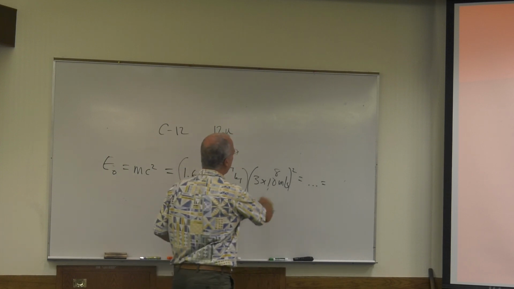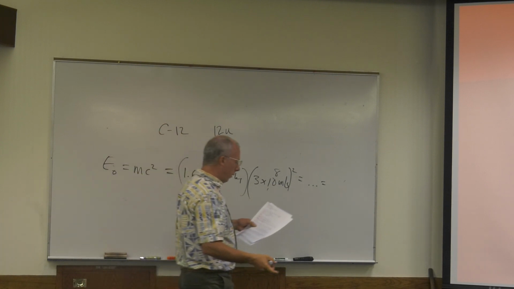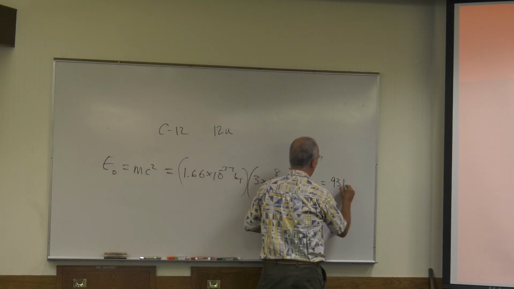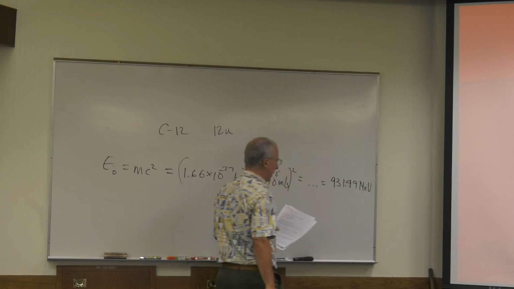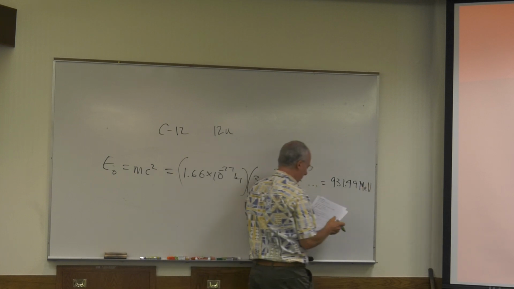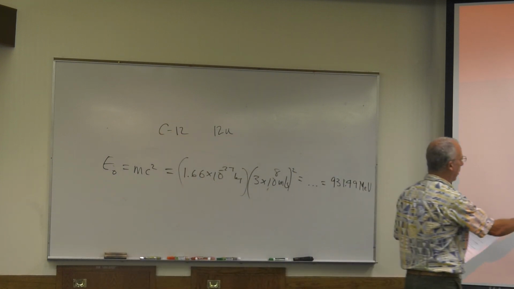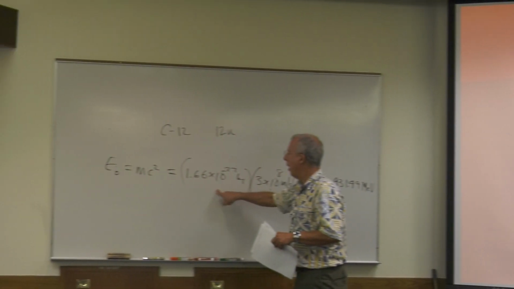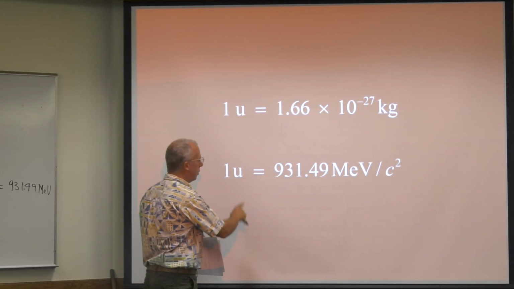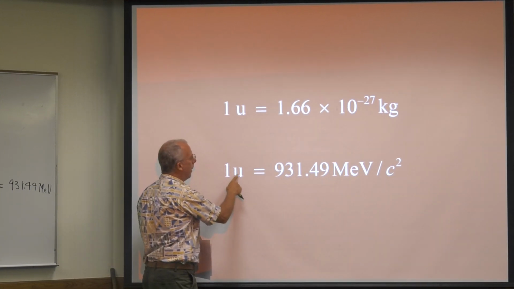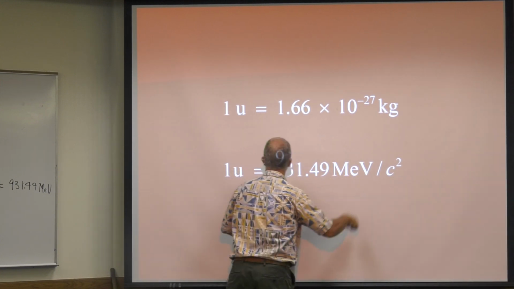I promise you, if you convert this, because it's going to be joules, to electron volts, it's going to be 931.49 million electron volts. That's an M, million electron volts. So you do the conversion, and you get this. This was one U. This is totally true, but useless, in my opinion. This is useful: one atomic mass unit is 931.49 MeV per c squared.